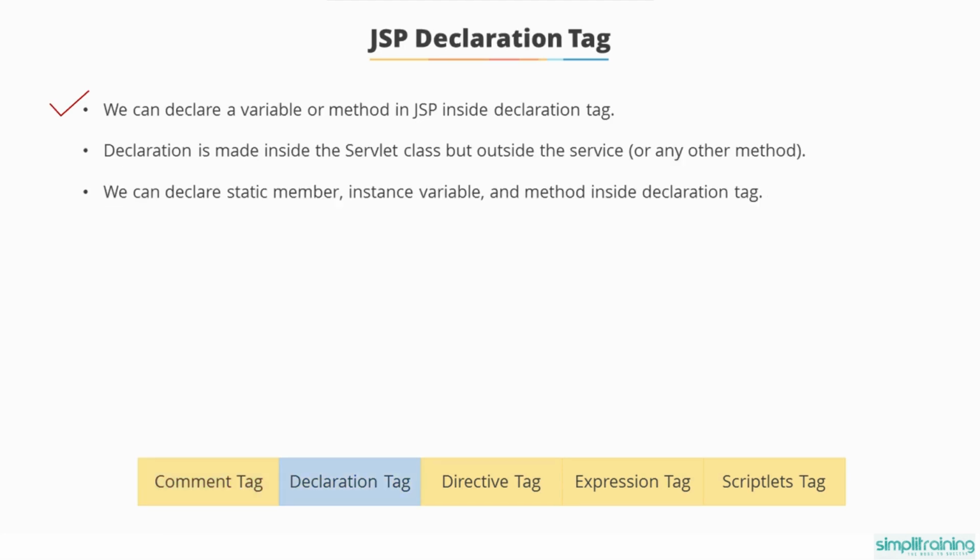With the declaration tag, we can declare a variable or method in JSP inside the declaration tag. The declaration is made inside the servlet class but outside the service method. We can declare a static member, instance variable, and method inside the declaration tag.